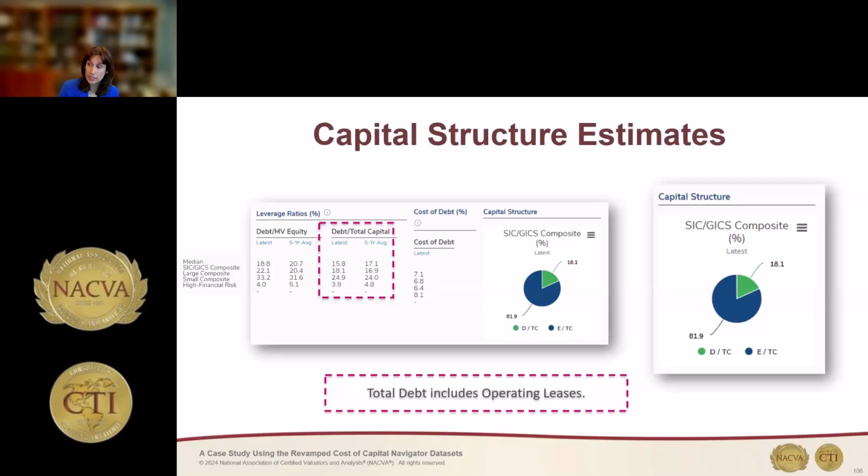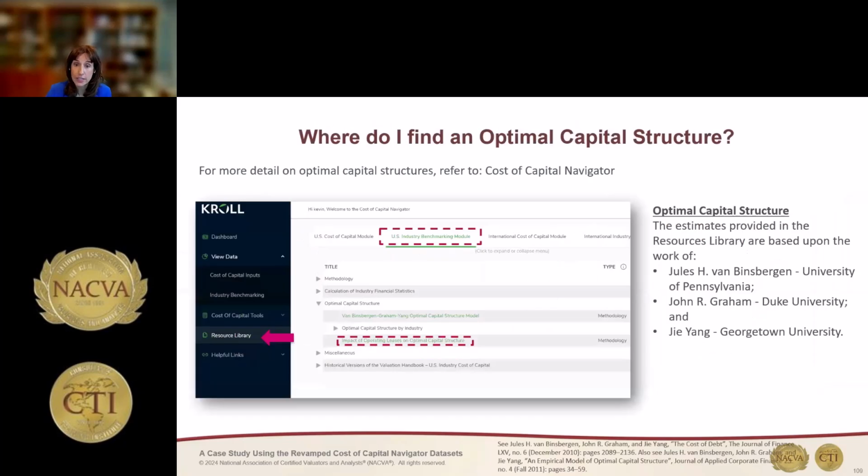Now, total debt in the Navigator includes operating leases. So operating leases are considered debt. That's also consistent with US GAAP ASC 842, which introduced operating lease liabilities as a form of debt.